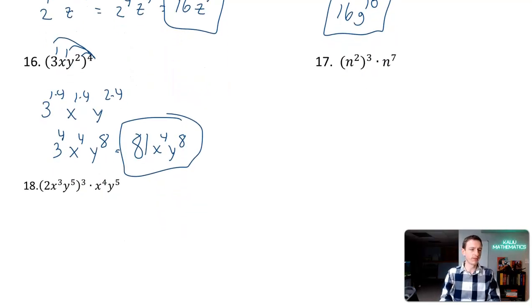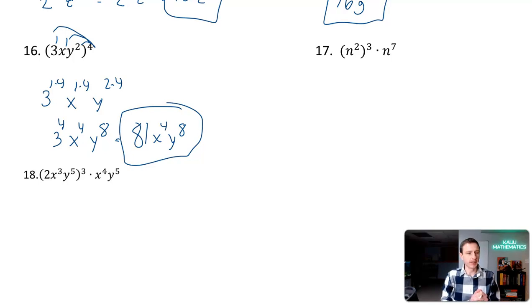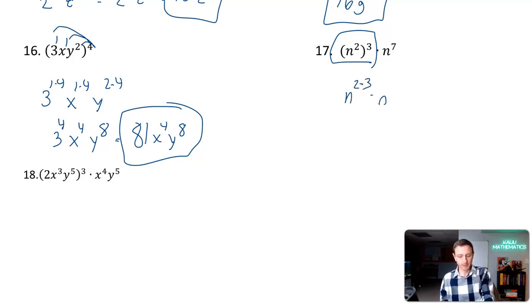These next two problems, 17 and 18, I like these problems a lot because this really helps us understand the differences between the power rule and the product rule. So on 17, I have n to the 2nd to the 3rd times n to the 7th. So first of all, I have this power to a power, so I have to do the power to the power first. I have to do n to the 2 times 3 because it's a power to a power, and that's multiplication. So 2 times 3 is 6. So then I have n to the 6th times n to the 7th.